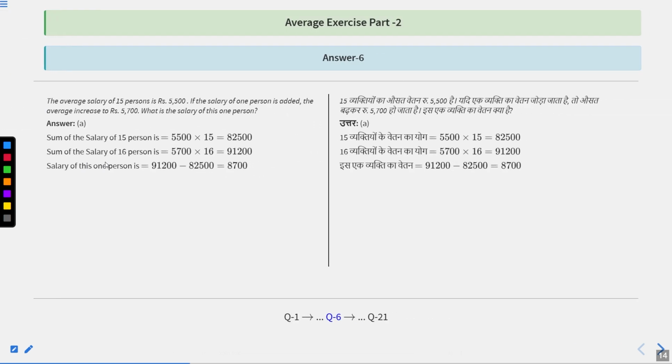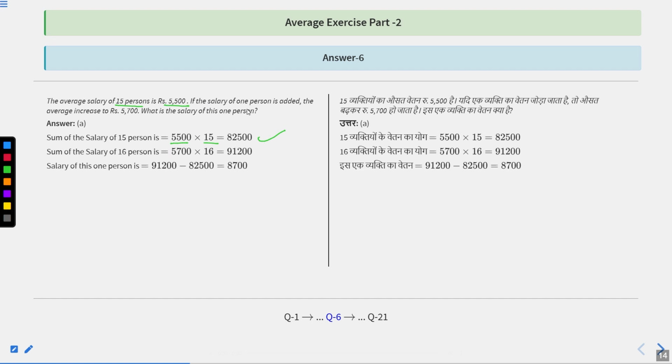Time's up. Let's see the solution. According to the question, the average salary of 15 persons is 5,500. So what will be the total salary of 15 persons? We can multiply 5,500 by 15, which becomes 82,500.